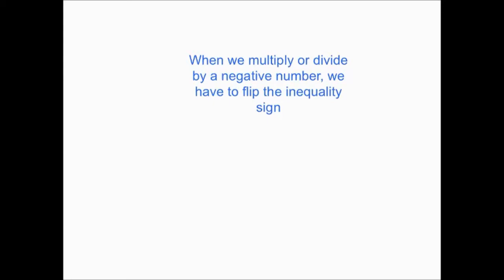When we multiply or divide by a negative number, we have to flip the inequality sign. What do I mean by flipping the inequality sign? I mean, if we had something like this, by flipping it, we would have to change it to this. You can see here the mouth was on the right. After we flipped it, the mouth was on the left.